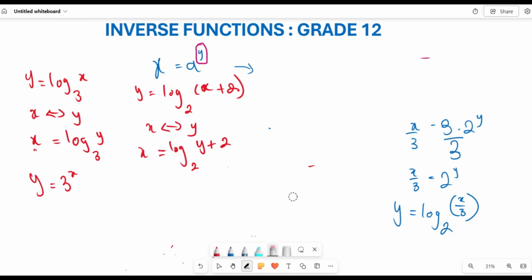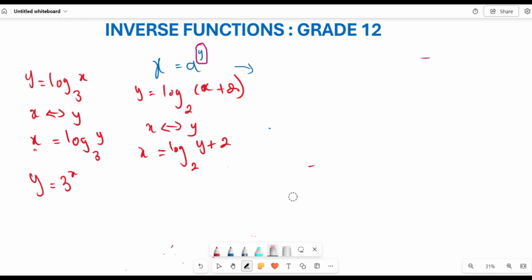Remember, we want to isolate y and make it the subject of the formula. How are we going to do that? I start by transposing the 2 to this side. So x minus 2 is equal to log base 2 of y. And now that you have this, y is equal to 2 to the power of x minus 2. This is the exponential function you have there.